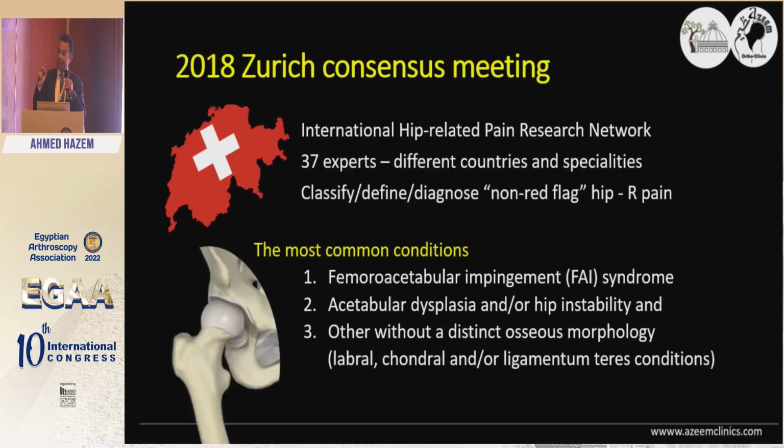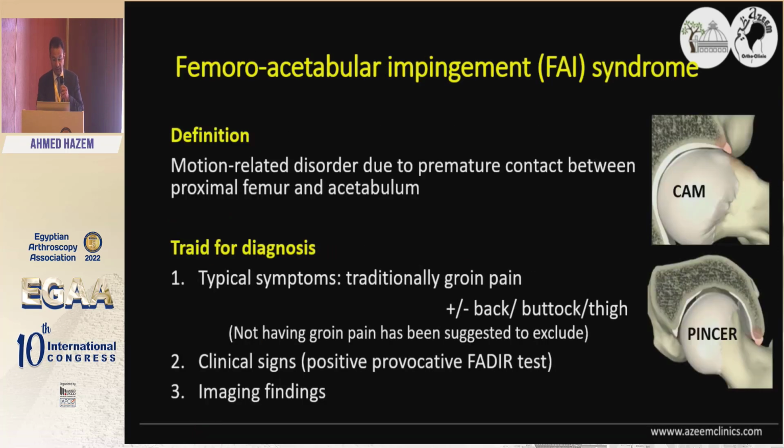In 2018, in Zurich, Switzerland, a consensus meeting was held to differentiate what we name hip-related problems, to classify, define, and diagnose the non-red flag, the hidden hip-related pain. They defined that the most common hidden conditions are femoroacetabular impingement as well as acetabular dysplasia. The other conditions include soft tissue injury like a labral tear without a distinct osseous abnormality.